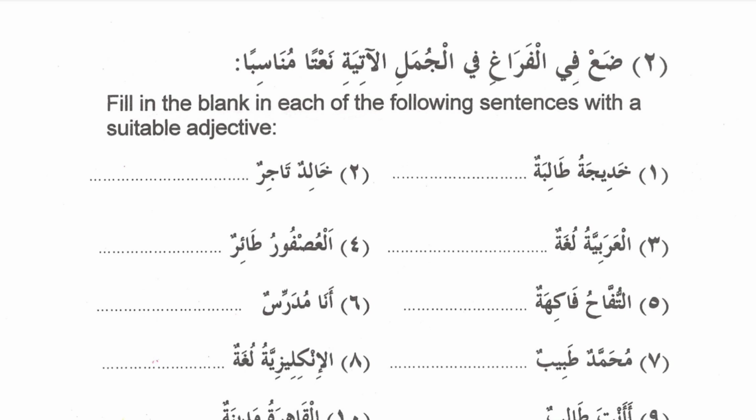Khalidun tajirun shahir. Khalid is a famous merchant. Al-Arabiyyatu lughatun sahla. Arabic is an easy language. Al-Usfuru ta'irun saghir. The sparrow is a small bird. At-tuffahu fakihatun laziza. The apple is a tasty fruit.